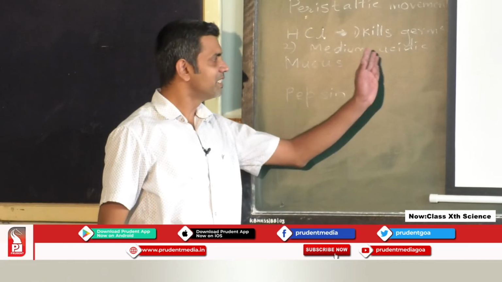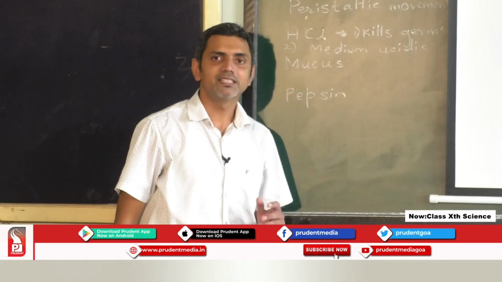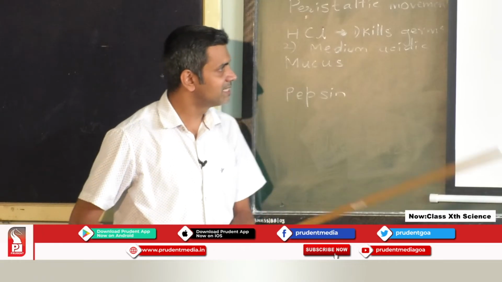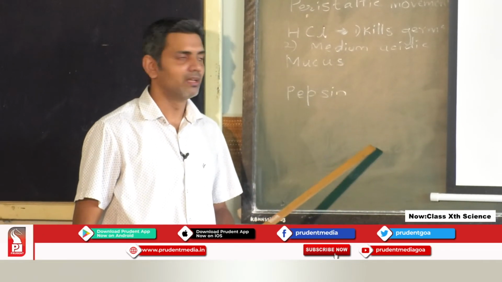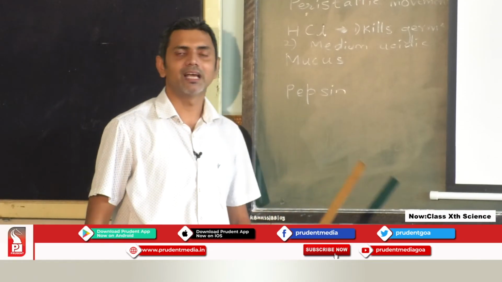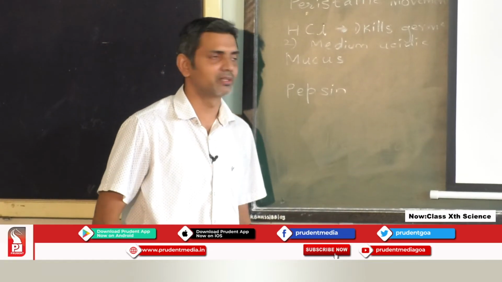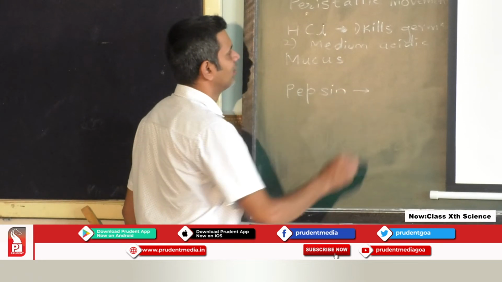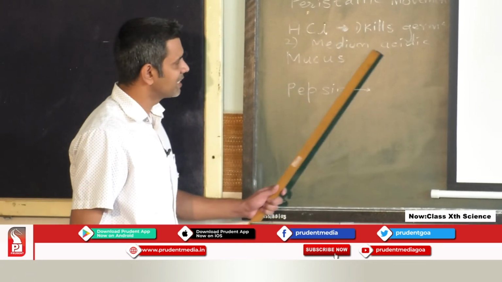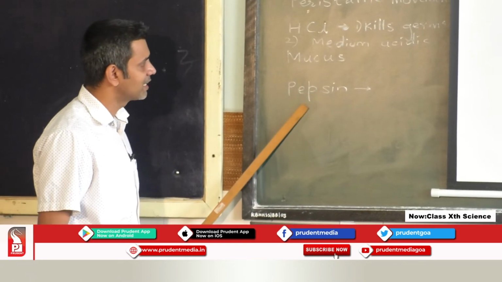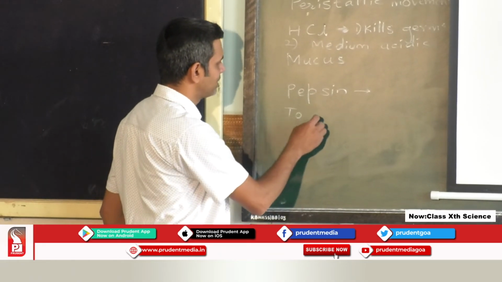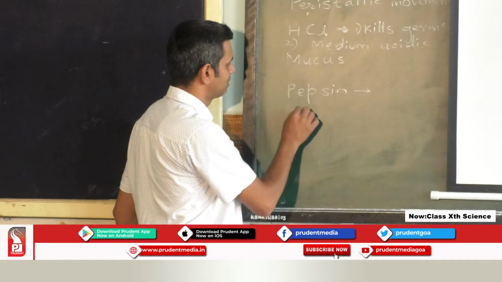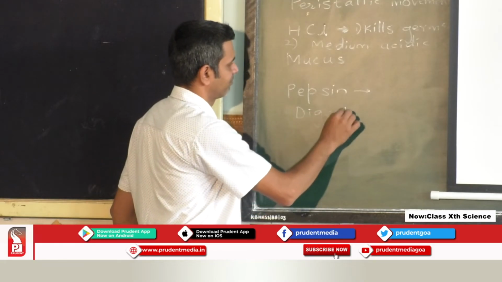Now, once this medium is made acidic, this helps the enzyme. Pepsin is the name of the enzyme. This enzyme digests proteins in the stomach, and making the medium acidic facilitates the action of the enzyme pepsin to digest proteins. So, pepsin digests proteins in the stomach.